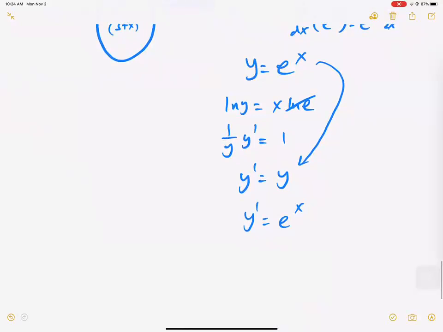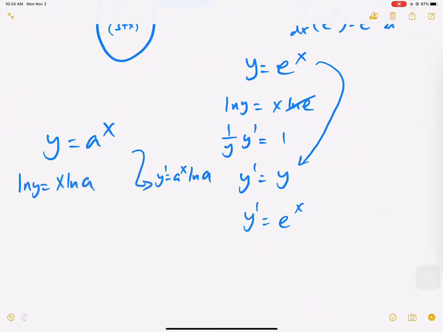Let me try another rule. Let's try another one. y equals a to the x. So our rule, the derivative of this, y prime is equal to a to the x ln of a. You guys all cool with that? That's our rule. Straight memorization. But we've been practicing for the last 10 minutes of, okay, let's pretend I don't know how to do that. Natural log both sides. Everyone satisfied with that?